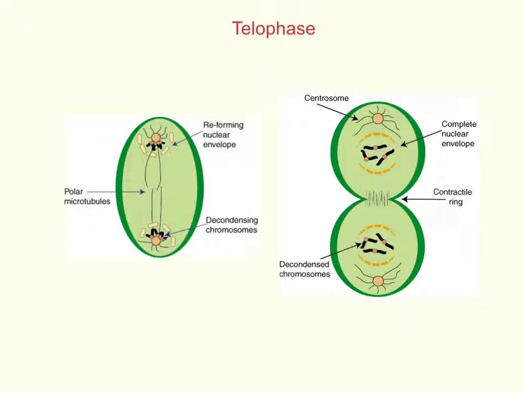Cytokinesis in animal cells involves the inward pinching of the plasma membrane to form cleavage furrows. In plant cells, cytokinesis forms a cell plate. Both processes result in daughter cells that are genetically identical.